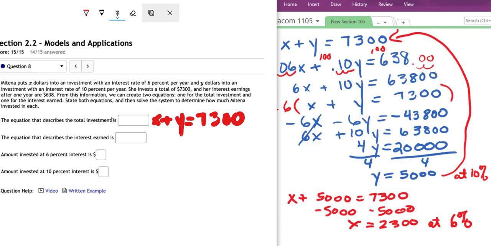All right. For the total interest, it was 0.06x plus 0.10y equals 638. The amount invested at 6% is 2,300. The amount invested at 10% is 5,000.